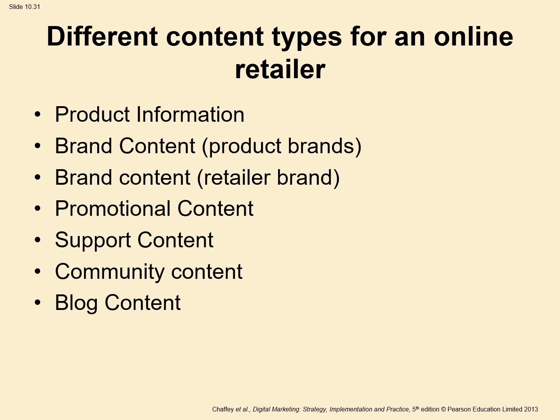There are different content types for an online retailer. For a retailer, the content information on their website should consist of the product information, the detail of the product, and then brand content. We're talking more about the brand, the history of the brand, or the brand content relating to the retailer brand if they have some private product there. And then they can also provide some promotional content and then support content, such as if there are any questions from the customer, they can contact which number or which social media or which WhatsApp number.